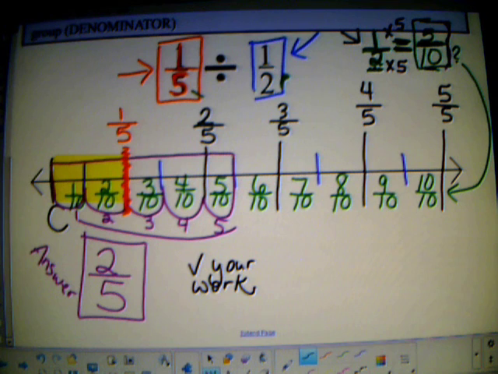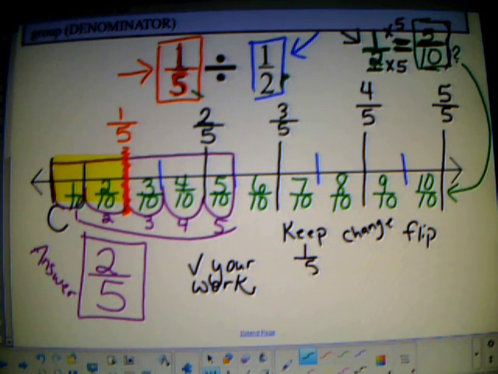By doing the keep, change, flip shortcut. With the keep, change, flip shortcut, first I'm going to write my problem. I have 1/5 divided by 1/2. I'm going to keep the first fraction. I'm going to change the sign, and I'm going to flip my last fraction.